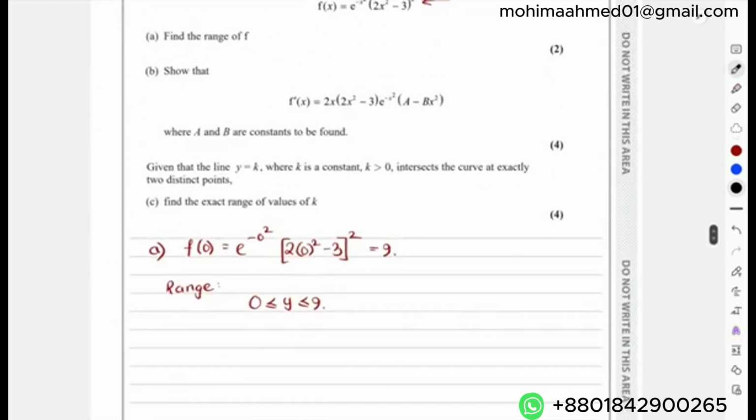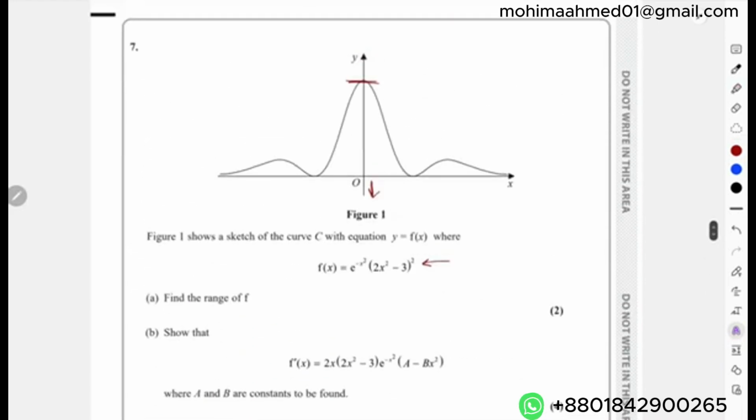Moving on to question 7c. Now they have stated that given that the line y equals k, where k is a constant greater than 0, intersects the graph at exactly two distinct points, we need to find the range of values of k. Okay, so obviously y equals k is going to be a horizontal line passing through the y-axis.